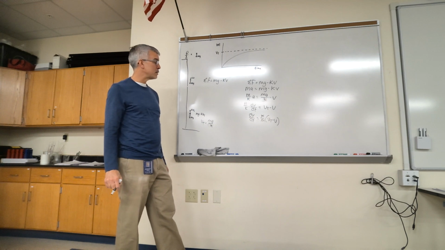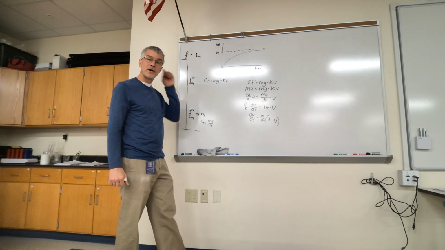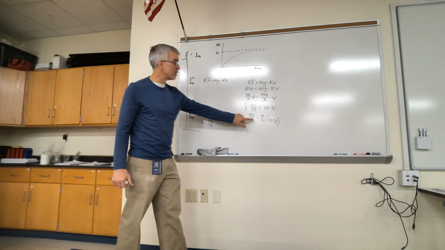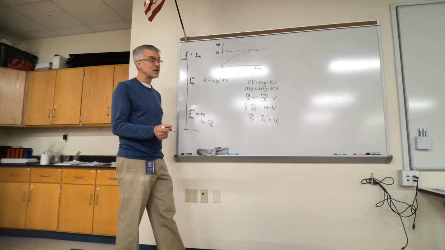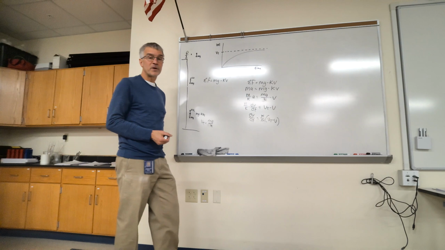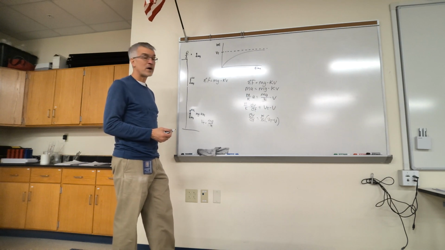All right, now what I want to do, because I'm going to integrate, is get my dv and my v together. So I'm going to divide both sides of the equation by vt minus v, and I'm going to multiply both sides of the equation by dt.